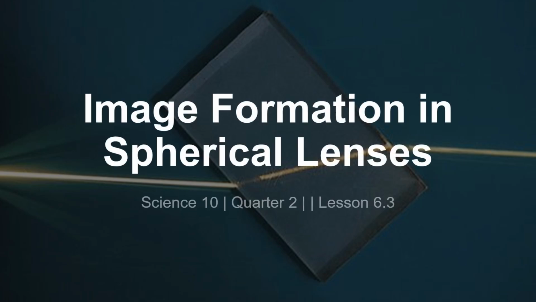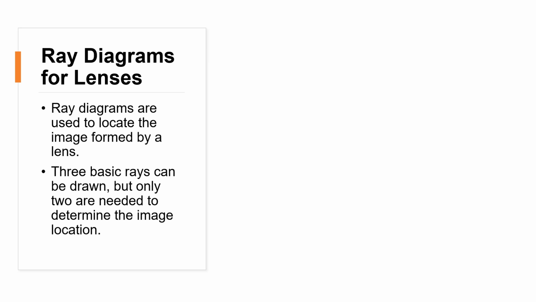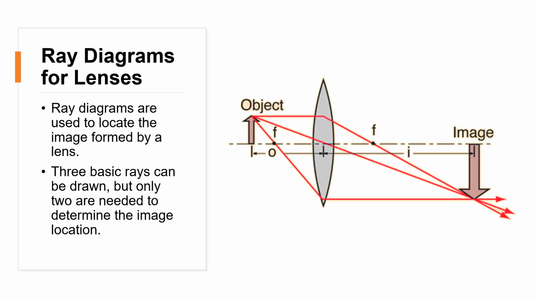In this video, we are going to talk about the image formation in spherical lenses. To determine the location of the image, the orientation, and including the size of the image formed by lenses, we are going to use the ray diagramming technique. Ray diagrams are used to locate the image formed by a lens, and there are three basic rays that can be drawn, but only two are needed to determine the image location.